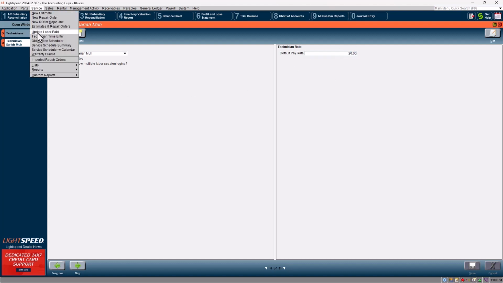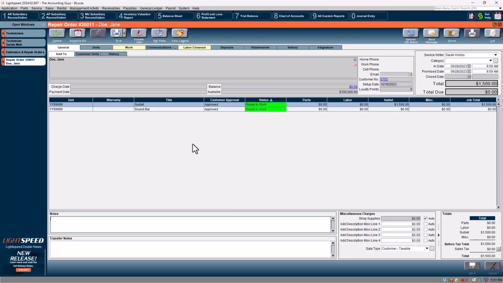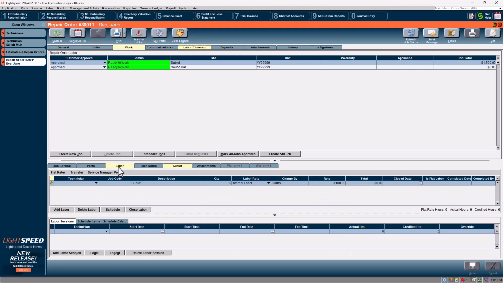Let's go ahead and find a repair order really quick. Okay, so in this repair order, we're going to go to the Work tab, and here we have our different jobs, but down below you're going to click on Labor, and this is where you can assign it to your technician. Here you can have multiple labor sessions, maybe they have to come in and out of this job multiple times.